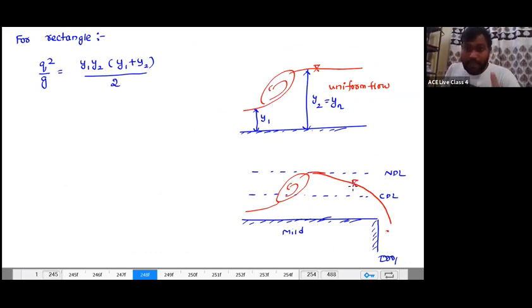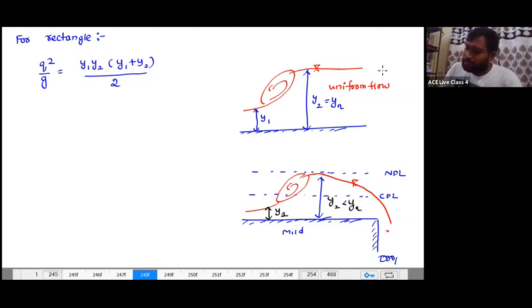Yes. And in this case, this water level will not touch the NDL because it is a continuous flow. The water level falls short of the NDL. In this case, y2 will be less than y1. Here this is y1 and here it is going to be y2, less than yn.